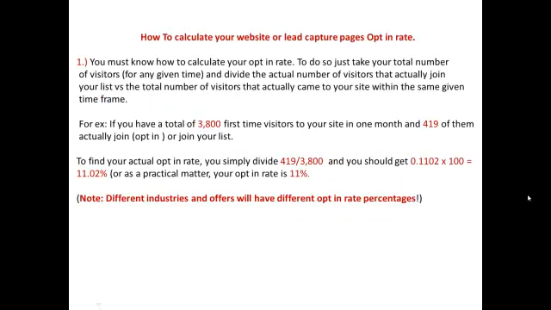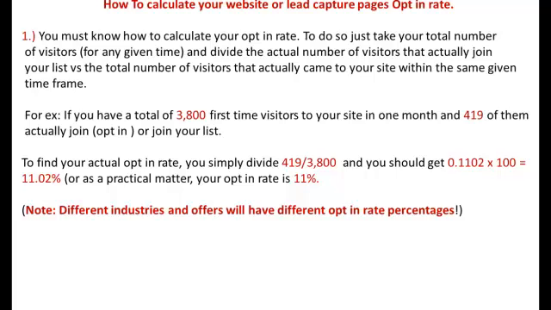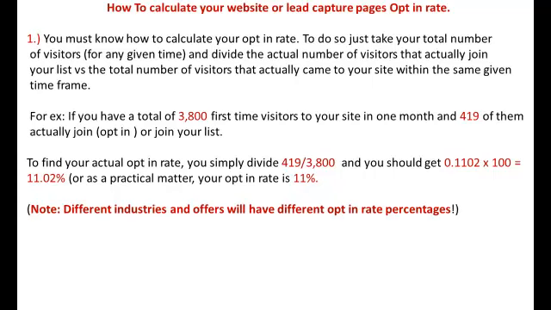So the first concept that you're going to calculate is your website and/or lead capture page's opt-in rate. And just to make a quick distinction here, your website might be an actual website like the front of your blog, and if you don't have some kind of opt-in form on your blog, you really should get one. But your lead capture page is a specific page that you send visitors to, and they only have one choice. They're either going to opt in to get the free offer that you're offering, or they're going to leave.